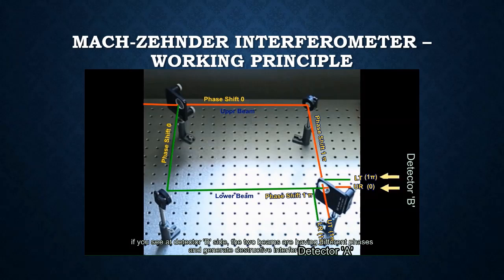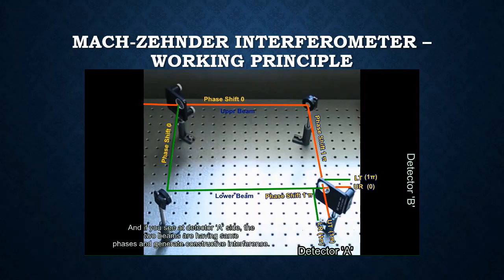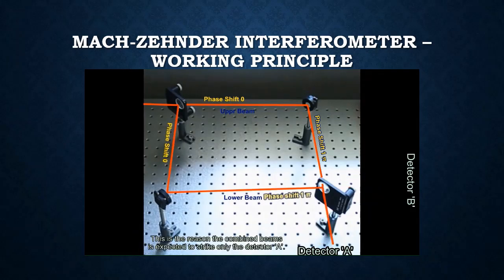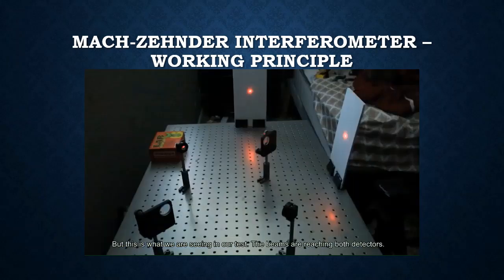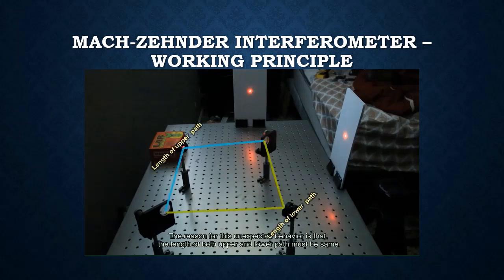Finally, with the different phases, we generate destructive interference on detector B and constructive interference on detector A. This is the reason the combined beams are expected to strike only detector A. But in our test we see that the beams are reaching both detectors, so we are getting the answer on both detectors.